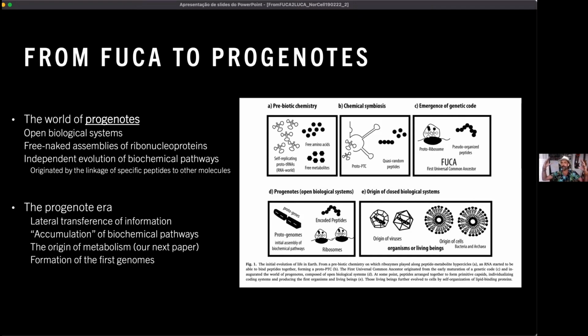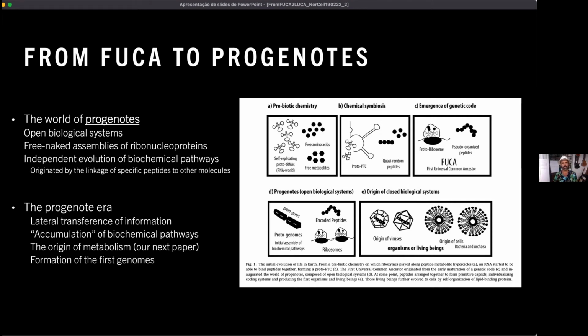So what we know at this moment is that they were open biological systems. They were not encapsulated at first, okay? So they were free naked assemblies of ribonucleoproteins. And in the world of the progenotes, there was the independent evolution of biochemical pathways. Lots of populations of progenotes matured and evolved a given biochemical pathway, okay? This happens by the linkage of these random proteins that were generated, and then they didn't stay random. These first proteins bound together again with the ribosome, and they stabilized the ribosome, and they also bound some molecules that were present in the prebiotic pool, okay?